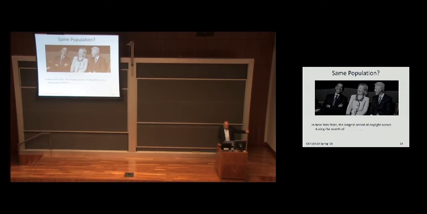Similarly, or maybe even more complicated, here is a question answering task. In New York State, the longest period of daylight occurs during the month of June. You have a model. I don't know how it works. It probably puts some pieces of information together. But your model should be able to replace New York State, say, by New Zealand. The answer is different: December. But it's the same procedure in principle, right?